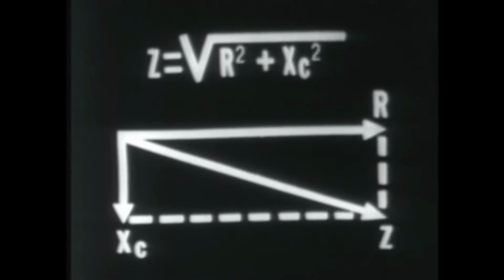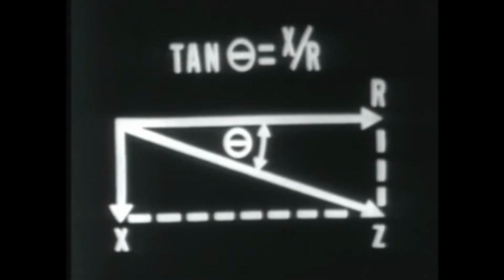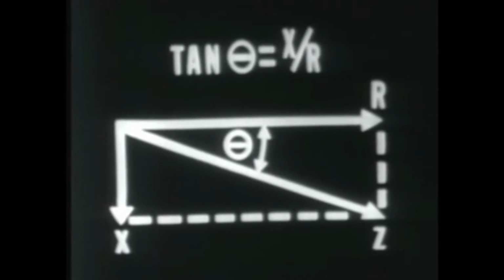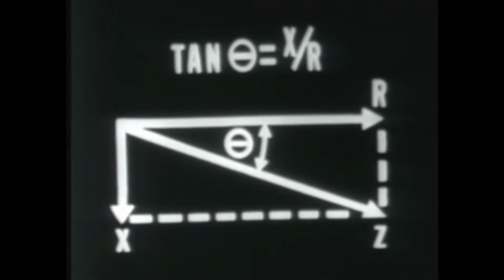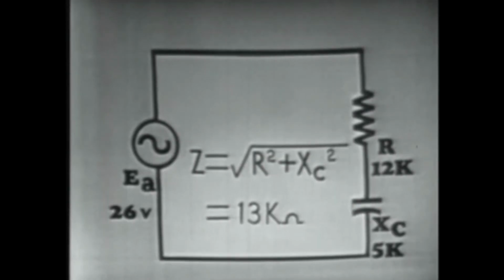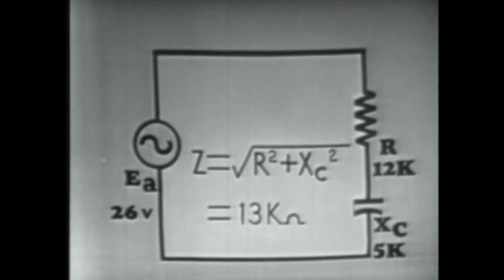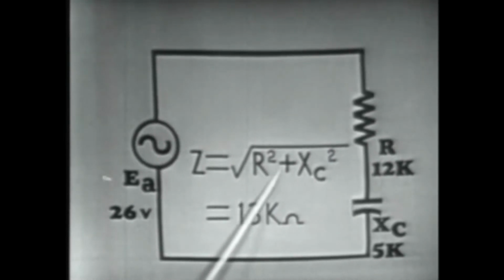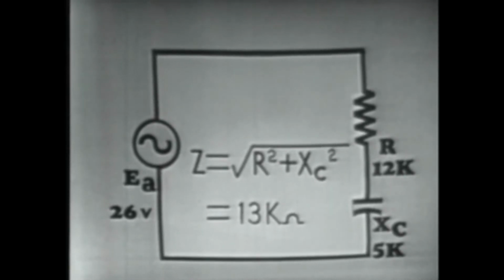To determine the impedance angle, we can use the tangent trig function, and this is mathematically stated as: the tangent of angle theta is equal to X over R. Side X would be your opposite side, side R would be your adjacent side. Using this, we can determine our impedance, as we said, by using the Pythagorean theorem. Z is equal to the square root of R squared plus X sub C squared.